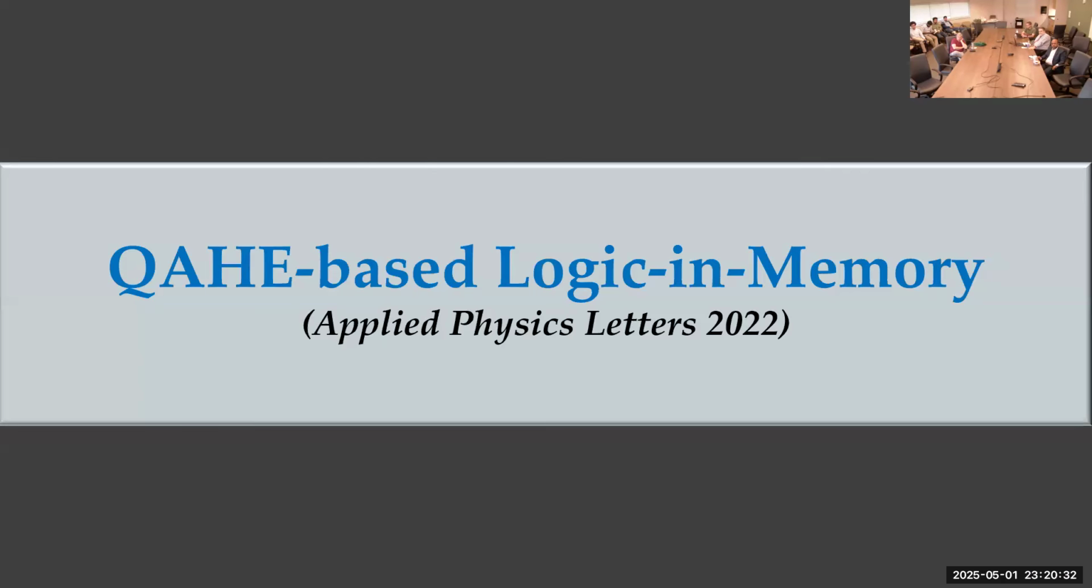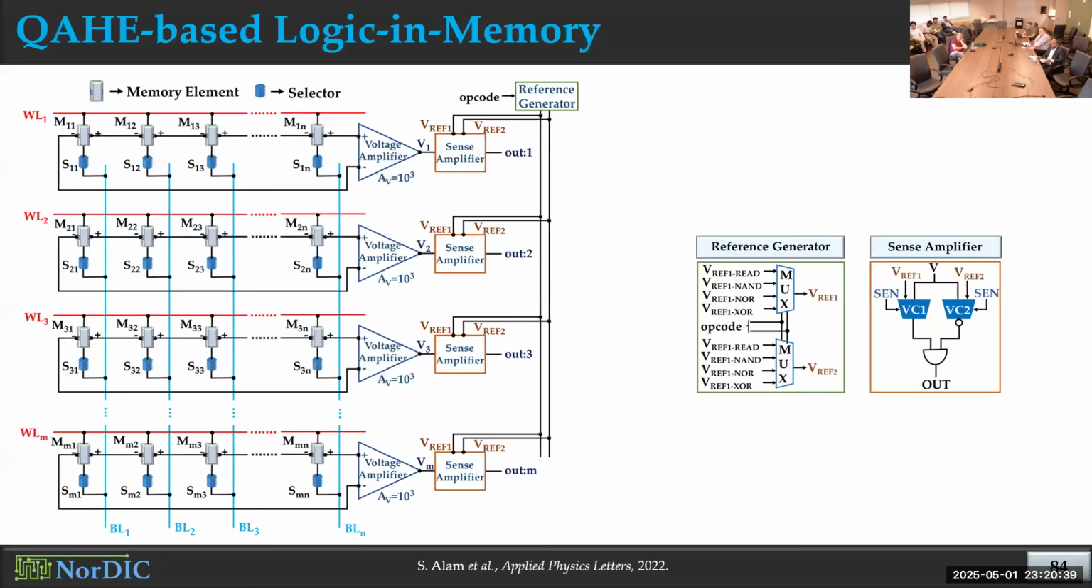Then we also use these quantum anomalous Hall effect based memory systems to perform Boolean logic inside the memory system. I've already explained the advantages of in-memory computing for cryogenic environments. So we had to develop a modified peripheral circuitry. The memory system was exactly the same. We just have to change the sense amplifier here to perform these logic operations.